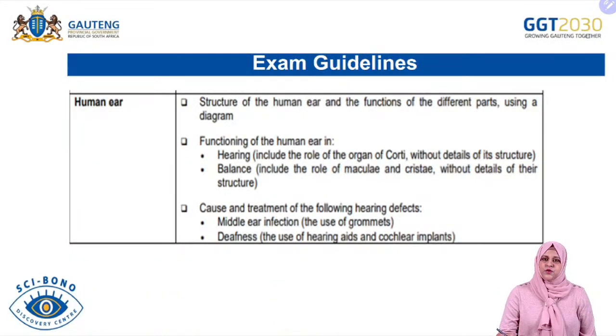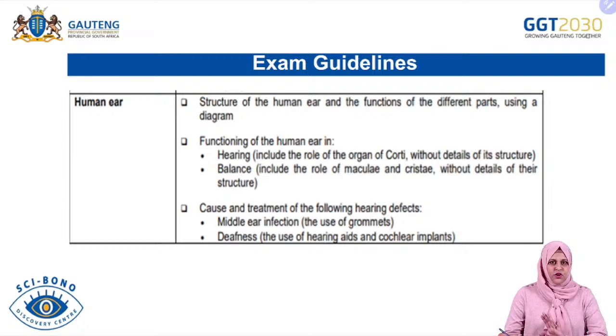The first thing you do when you start any section is you look at this important document which you should all have as grade 12 learners called the exam guidelines. The exam guidelines tells us what you need to learn and what could be tested in the exam. If it's not in the exam guidelines, then we cannot test you on it. Right, so we're starting with the ear. Let's see what we need to learn for the ear and what could be tested in the exam.